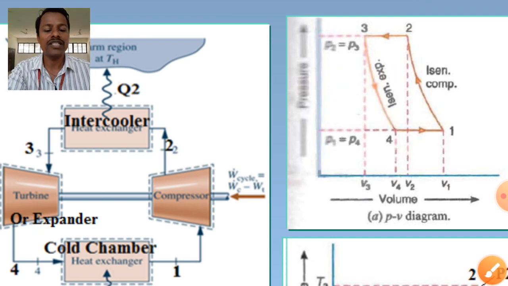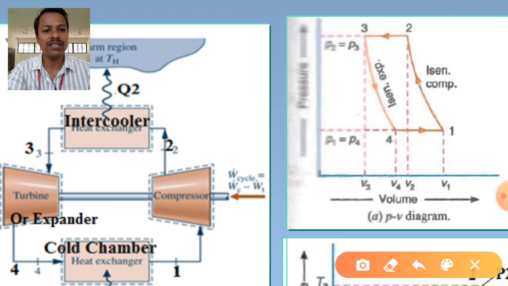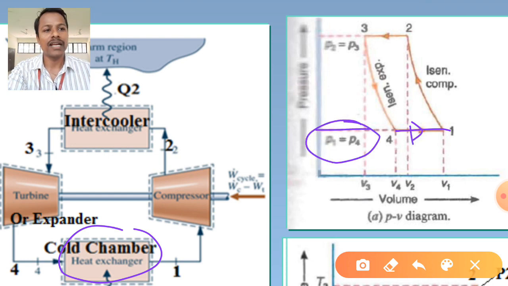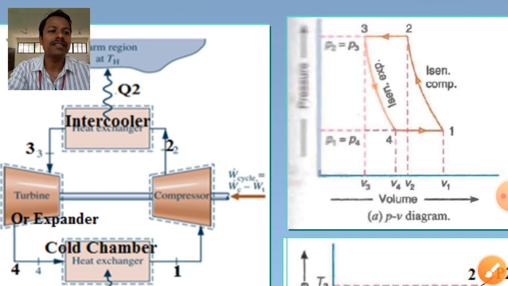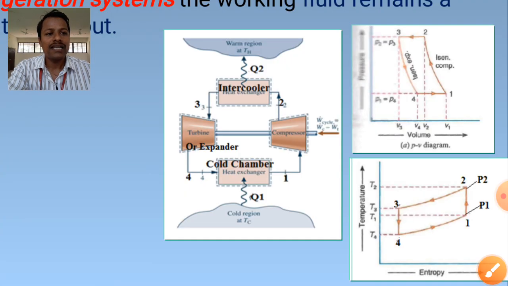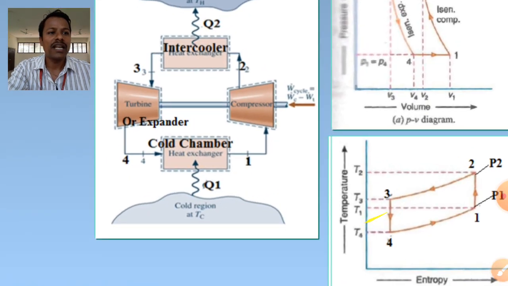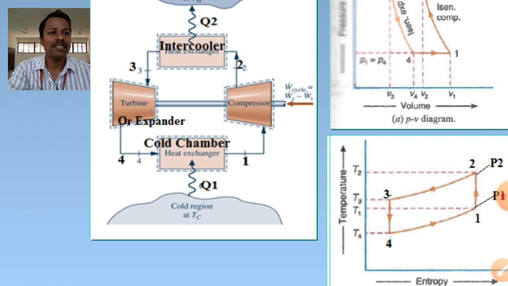4 to 1 is a constant pressure heat absorption process in the cold chamber, as we have discussed. Therefore P1 equals P4, and a constant pressure line on a PV diagram is a horizontal line. P1 equals P4 is indicated on this PV diagram. This is about the PV diagram for the Bell-Coleman cycle. After this we will understand the temperature-entropy diagram for the Bell-Coleman cycle.